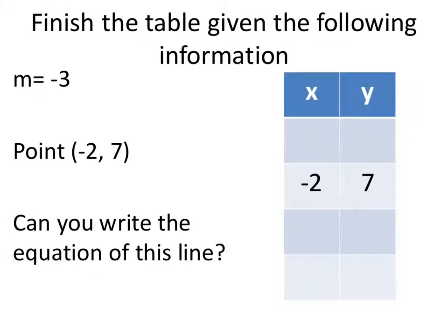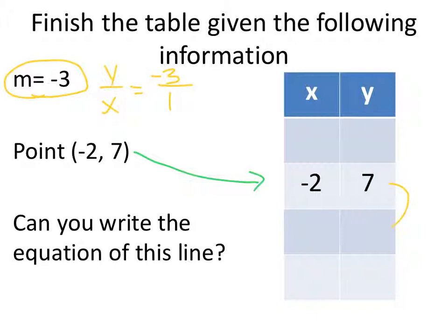Here's our last little example. We're going to see if we can finish the table and maybe write the equation of this line. So there's our point, and then here's our slope. We're going to use our slope to finish the table. Remember, it's the change that's happening in y all over the change that's happening in x. We know the top is negative 3, so the bottom is 1.